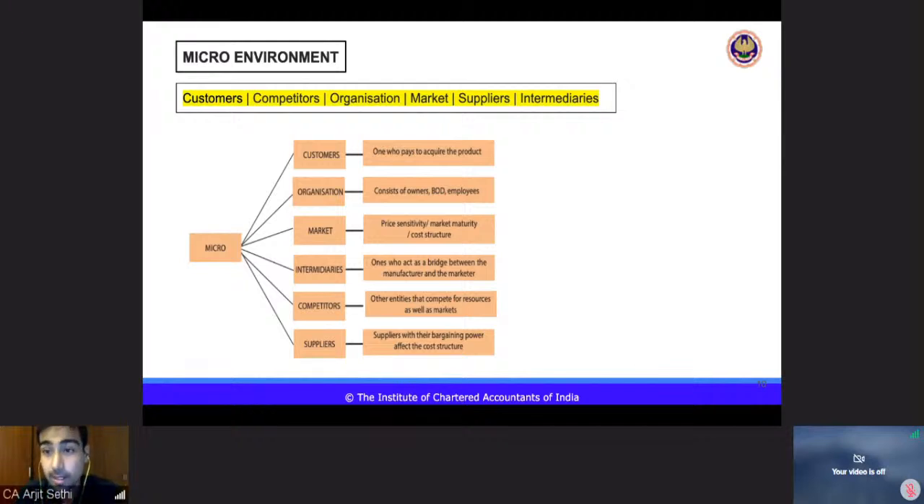Then there is the market. What do you understand by market? Market is the entire group, not just the customers, but new customers, potential customers, some other firms' customers, right? Then you have suppliers, people from whom you are taking raw material. You can manipulate, you can influence them. Then you have intermediaries. Intermediaries are people who help in sales. Intermediaries are different channels, different organizations which help in sales, right? Okay.